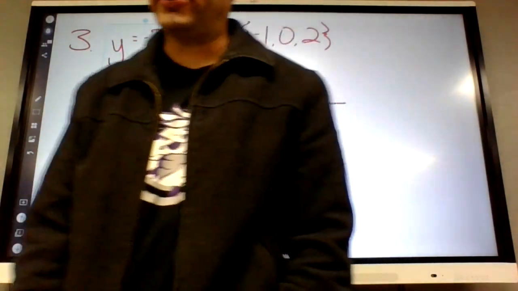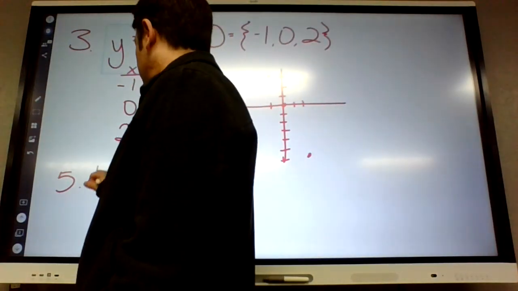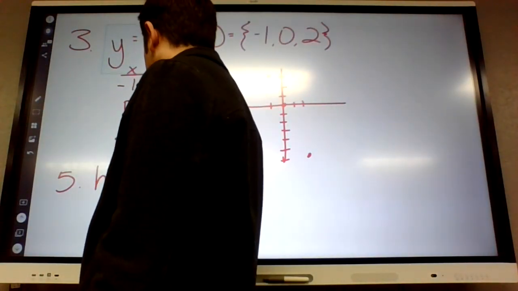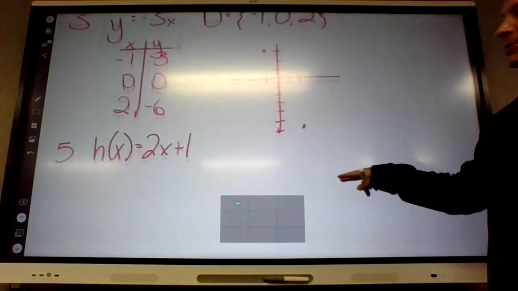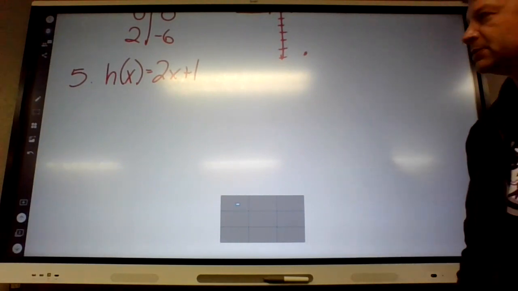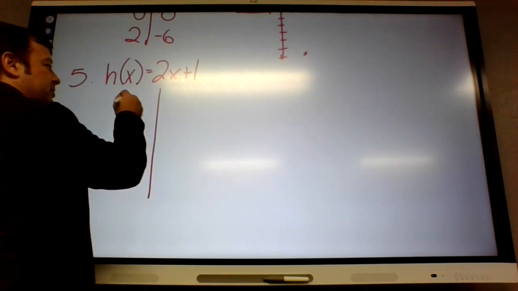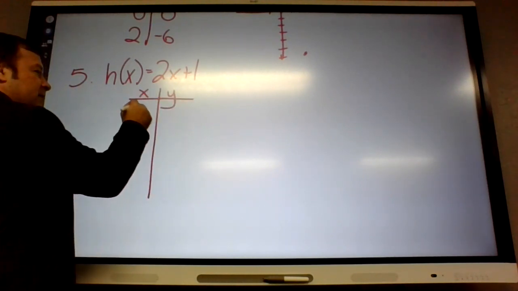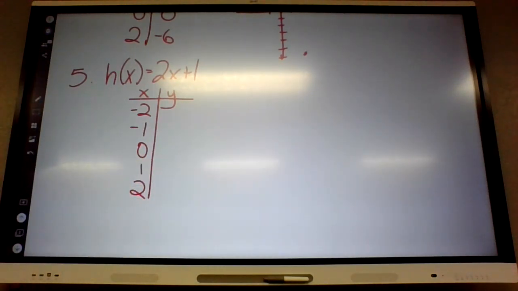So yeah, there's only 4 graphs, 3 through 6. Number 5, h of x equals 2x plus 1. Well, what should we use for our domain? Negative 2, negative 1, 0, 1, 2. Yeah, you can kind of use whatever you want to, but I'm going to make you use these 5 that we did yesterday. Why am I using these 5? Because they're in the middle of the graph. You don't want to plug in a million because that would be hard to graph. You're going to plug in negative 2.